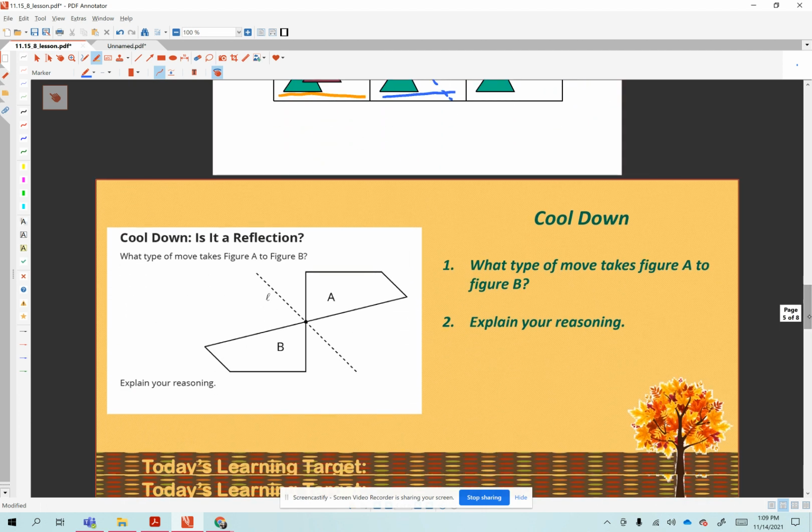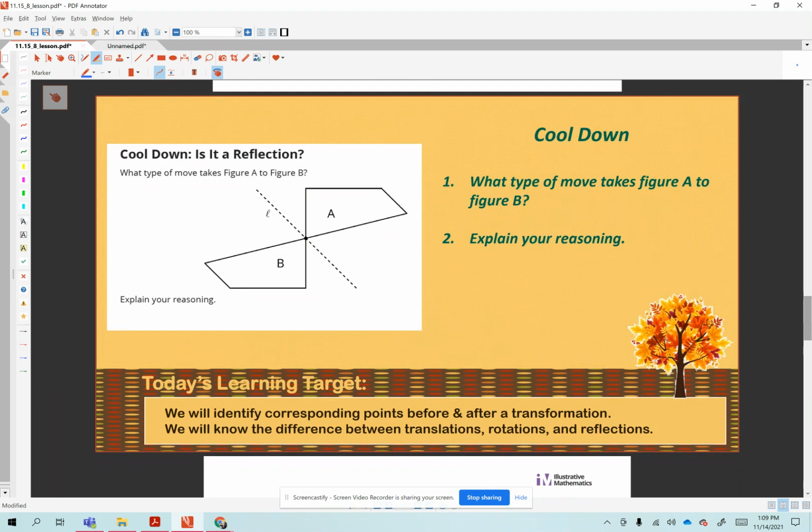So we do have a cool down. I want you to look at this figure. We have figure A moving to figure B, and we have 2 questions. What type of move takes figure A to become figure B? Explain your reasoning. So let's pause the video. I want you to take 5 minutes, maybe even less than 5 minutes, maybe even 3 minutes, and think about that.